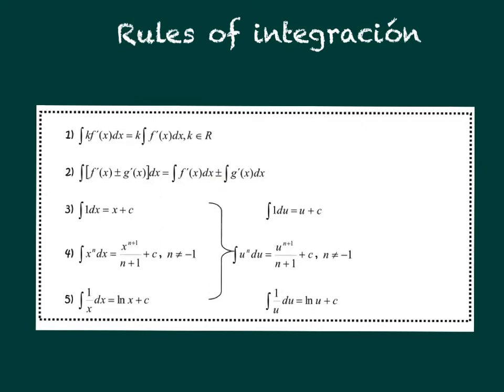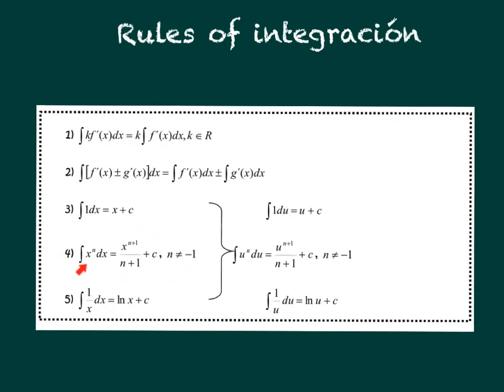Now we have the integral of 1 times dx. The integral of 1 times dx equals x plus the constant, because the derivative of x with respect to x equals 1. So now we're doing the opposite. Now we're going to spend a few minutes explaining this one, okay?